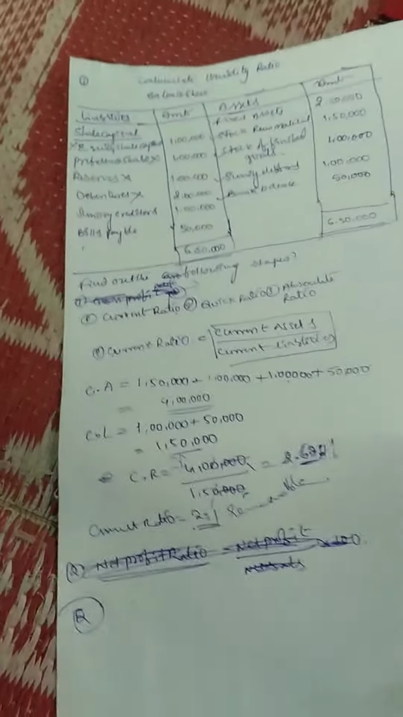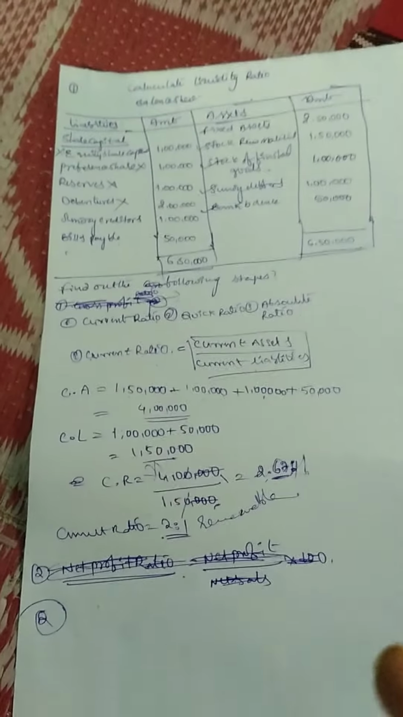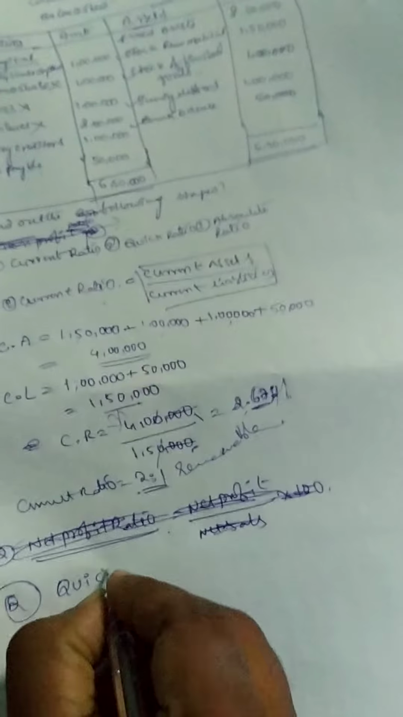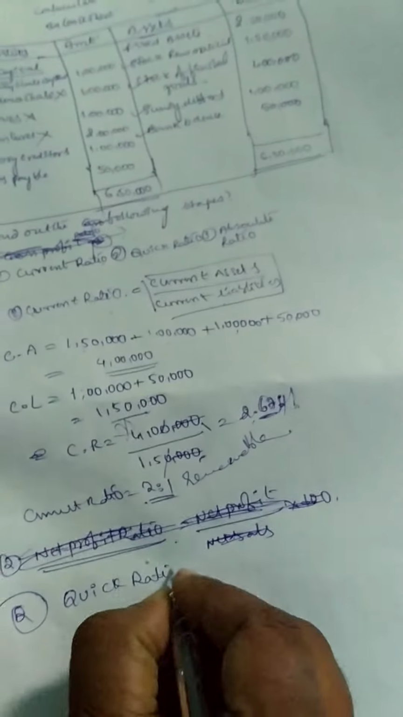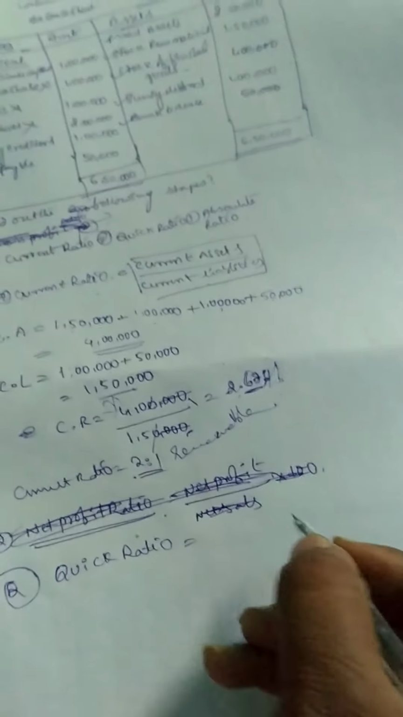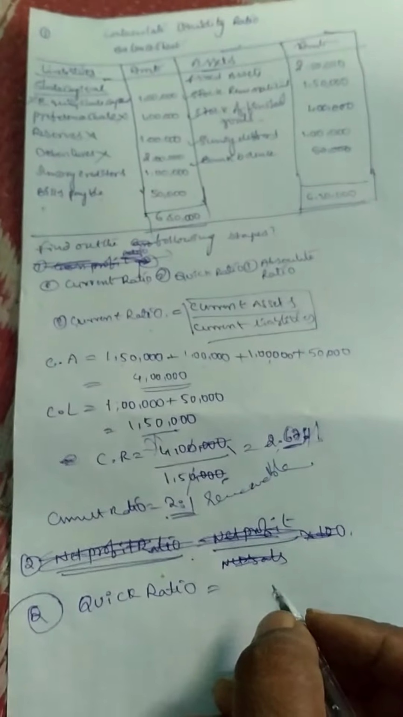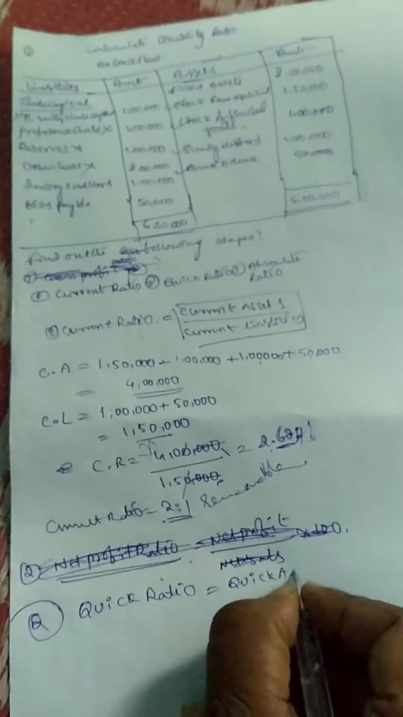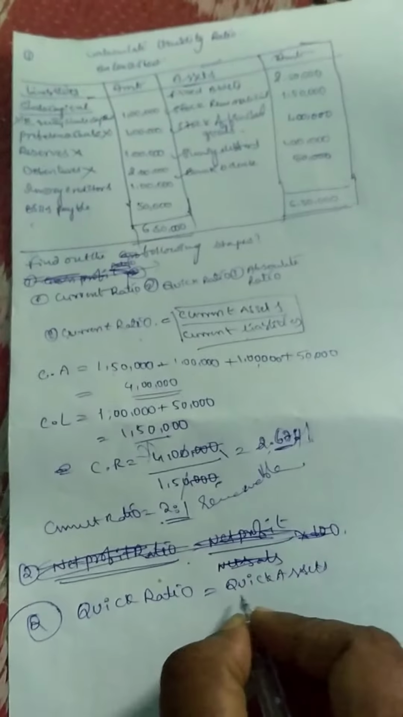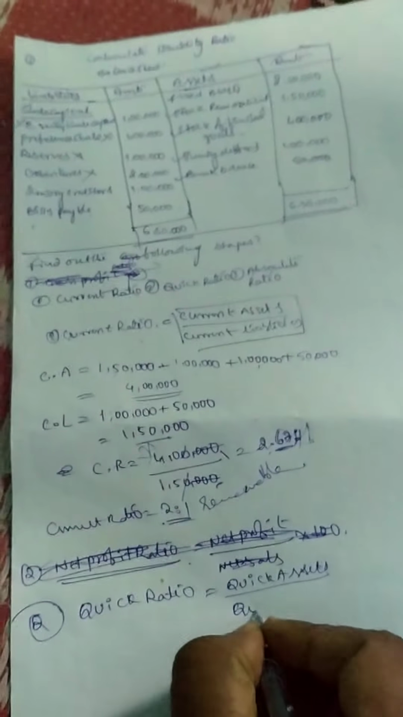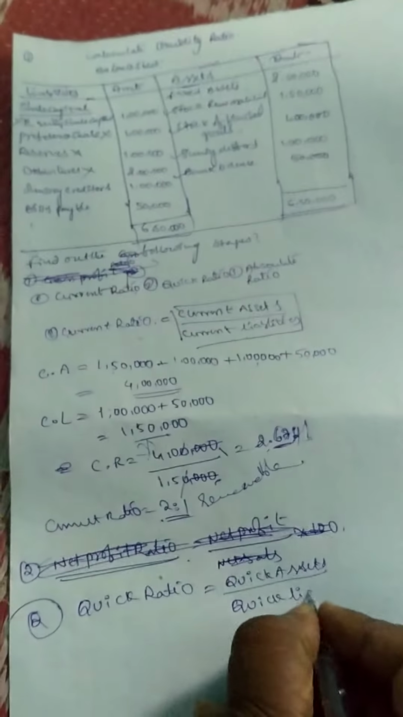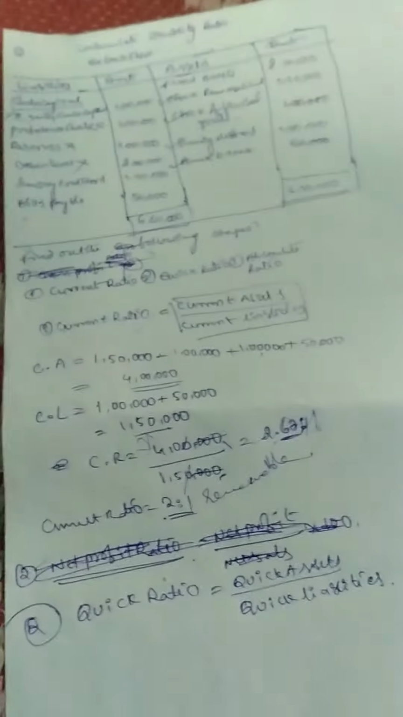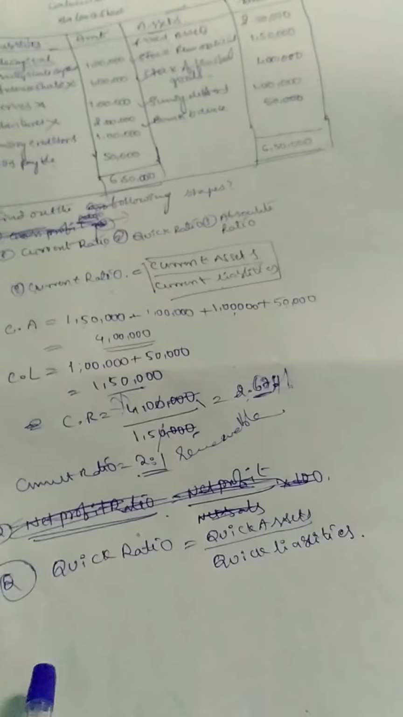Okay, dear students, continuing from the first problem, the next one is quick ratio. So, what is the formula? Quick ratio is equal to quick assets divided by quick liabilities. This is the formula of quick ratio.